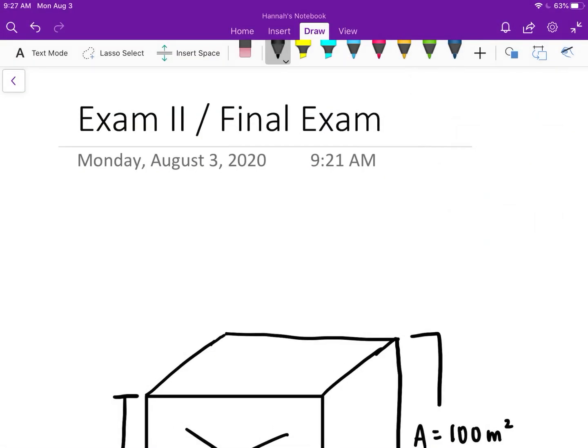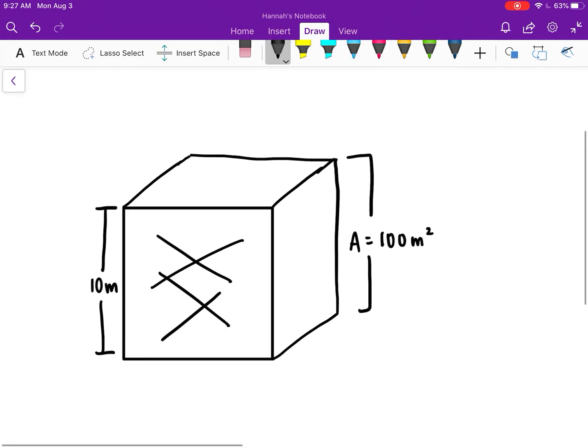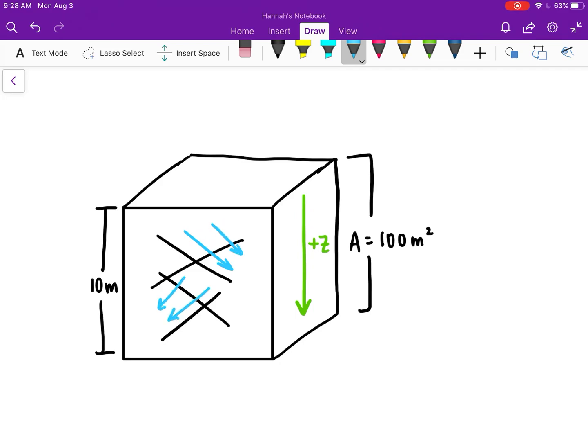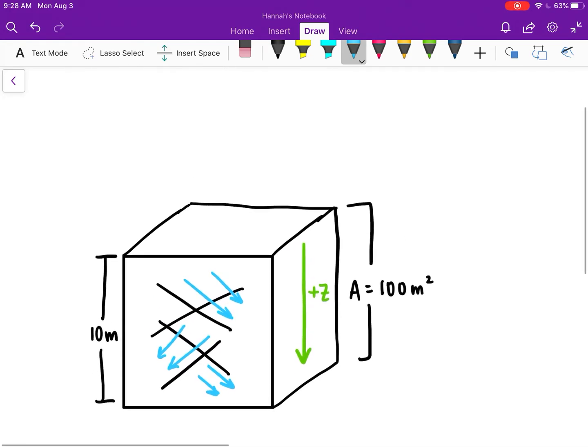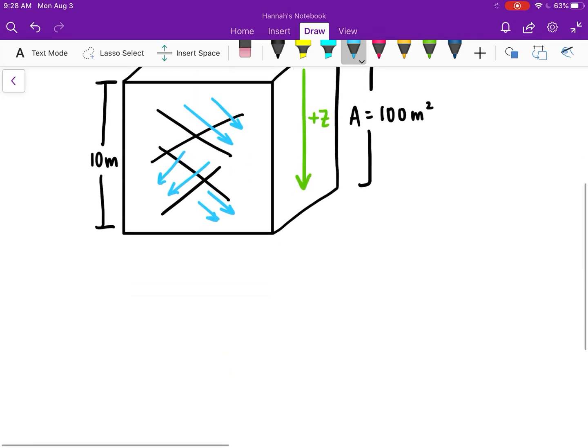All right, so I'm going to go ahead and start my exam 2, or final exam, the cooling tower problem. So first I just started off by drawing the cooling tower that has a length of 10 meters and an area of 100 meters squared. I'm going to start off by saying that this direction I'm going to call the positive z direction, so down is positive z, because that is the direction that the water moves through the cooling tower. And so that's why I'm going to have that way be positive. So like I just said, the water comes in through the top and goes out the bottom.